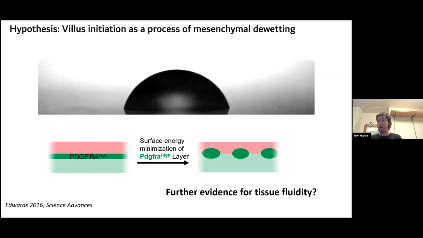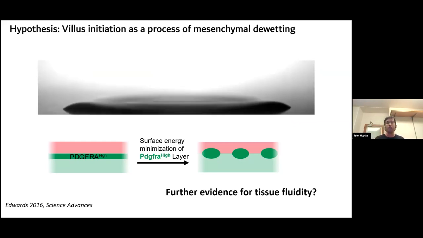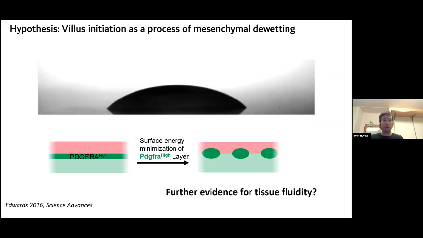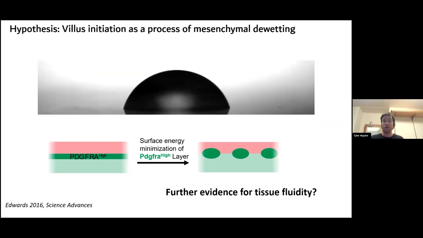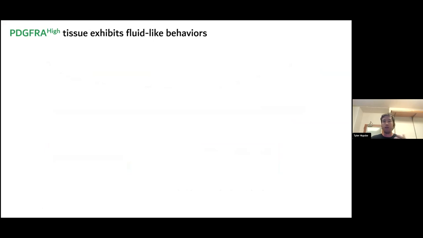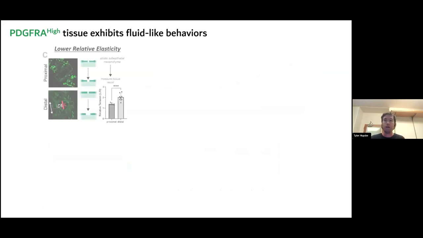And so a precondition for this obviously would be that the tissue would have to be behaving in a fluid-like manner. I don't have time to go into all the different characterizations we've done today, but I just want to highlight we've done a suite of different tissue-level characterizations to get a sense that the mesenchyme is really acting like a fluid.